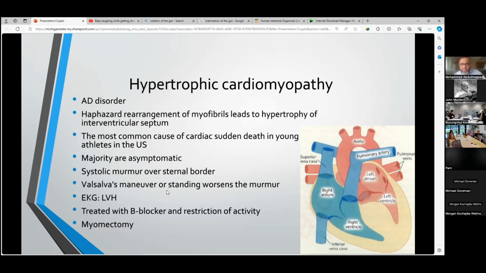How do we diagnose it? It's generally asymptomatic, but you can hear a systolic murmur at the sternal border, and Valsalva maneuver or standing worsens the murmur. The reason is venous return decreases with standing, so the ventricle will not be dilated enough to push the blood, and this makes the murmur worse. So we can differentiate it from AS, aortic stenosis, because this can kill. Aortic stenosis, at least when it's not bad, doesn't kill, but this one can kill, and unfortunately we have seen it.